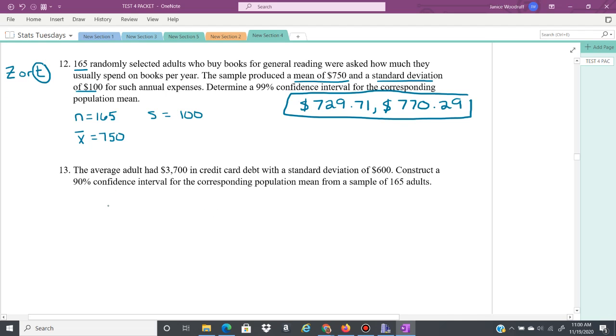All right, and then number 13, the average adult had $3,700 in credit card debt with a standard deviation of 600. Construct a 90% confidence interval for the corresponding population mean from a sample of 165 adults. So again, Z or T, let's see. The average adult, that means that's the population. Okay, so this is a Z. All right, this is population.